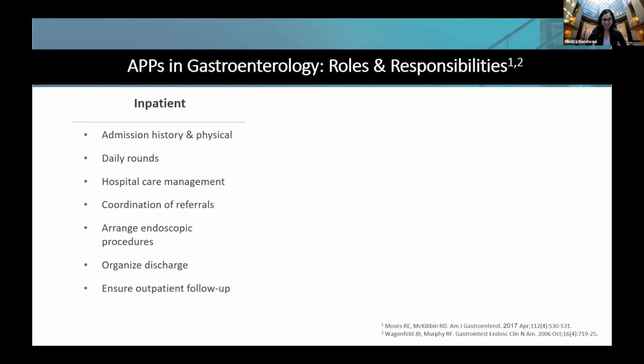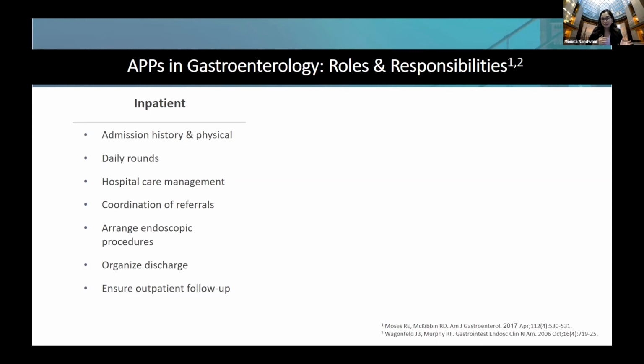But our inpatient APPs at Stanford are actually our primary service line. And as part of their inpatient duties, they perform admission history and physical, daily rounds, hospital care management. They coordinate referrals, arrange endoscopic procedures, organize discharge, and ensure patient follow-up.